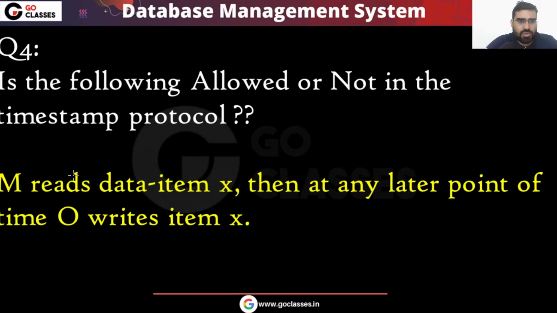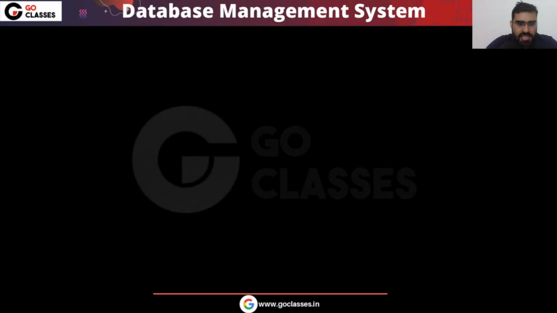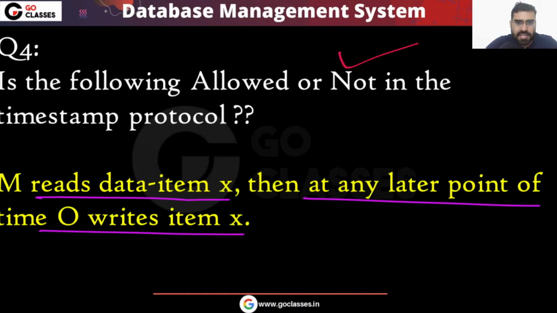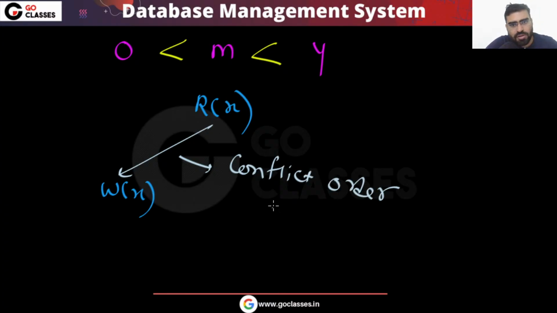So you tell me the answer for this question. The transaction M is reading item X, then at any later point of time, O is writing item X. This is definitely not allowed. Yes or no? Because you can easily see what the question is saying. There is O, there is M, there is a transaction Y. This is the timestamp order. M is reading data item X, and then at any later point of time, O is writing data item X. So this order is definitely not allowed. This is the conflict order. This conflict order is not allowed. So we don't allow this conflict order.